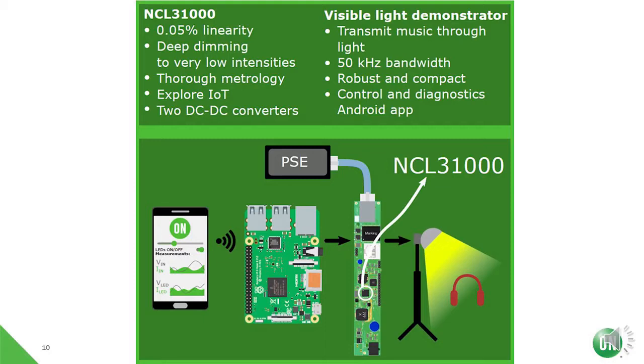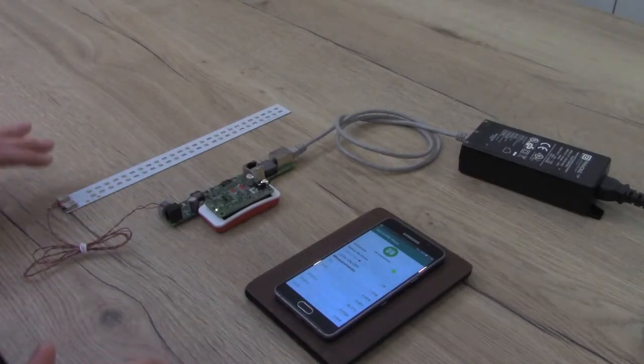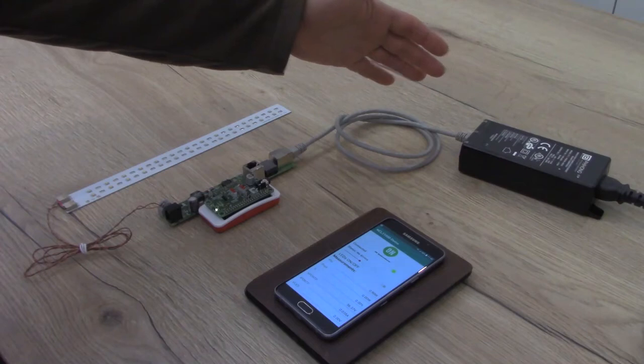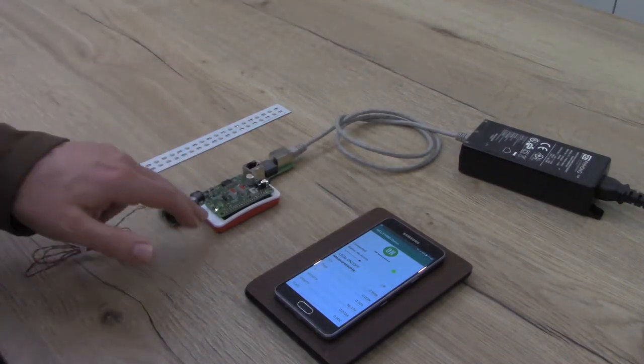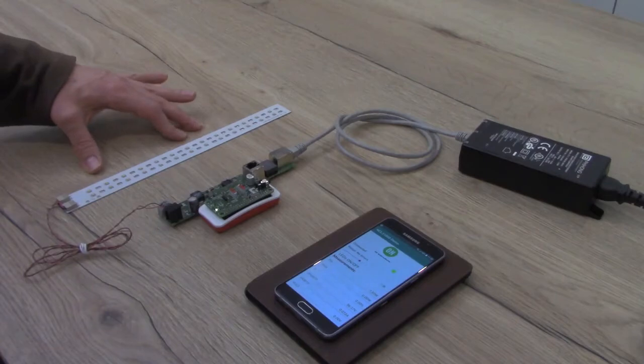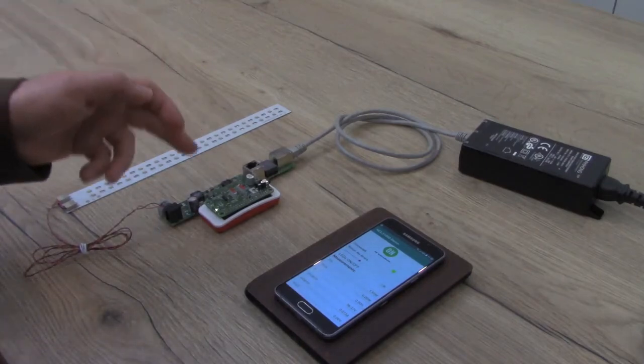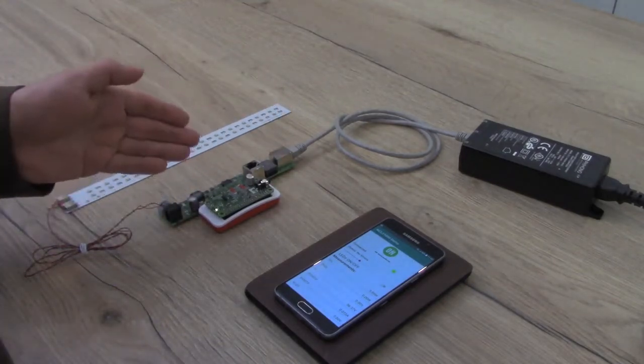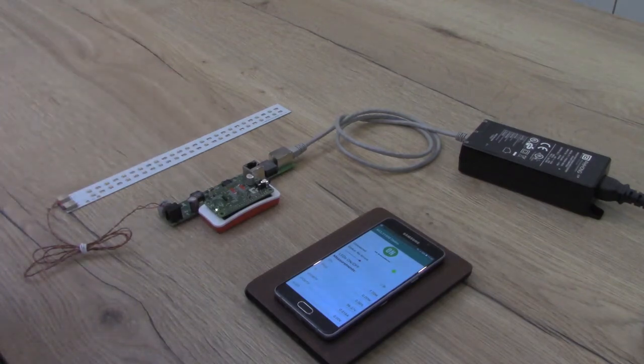The information will be modulated through the Raspberry Pi board onto the light beam and captured by a receiver. To demonstrate the capabilities of the NCL31000 LED driver, we have made a small setup with the LED driver board, which is powered through Power over Ethernet, connected to a Raspberry Pi and driving a double LED string. The Raspberry Pi board has a hat that we developed to make a digital to analog converter, which will drive the voltage level that controls the light intensity.